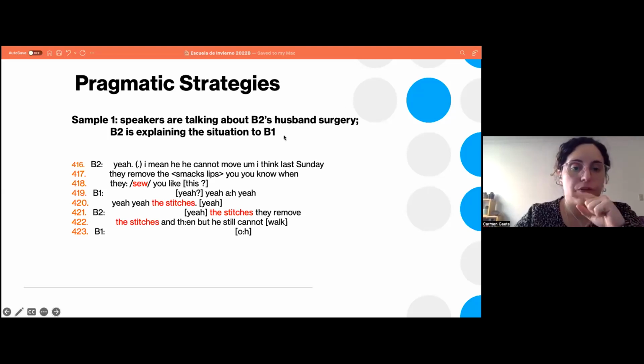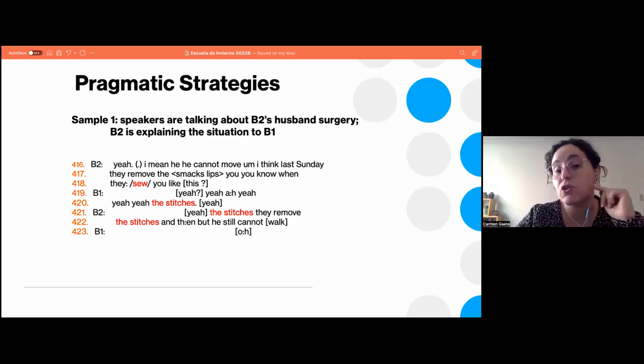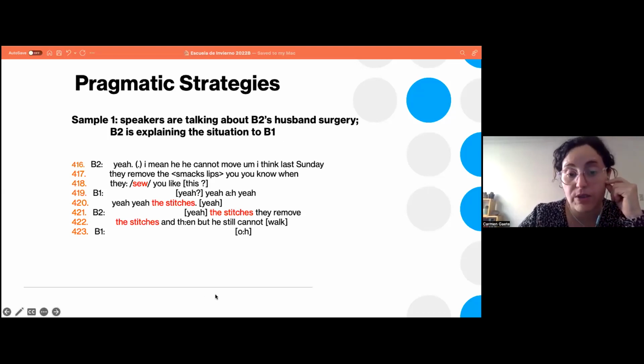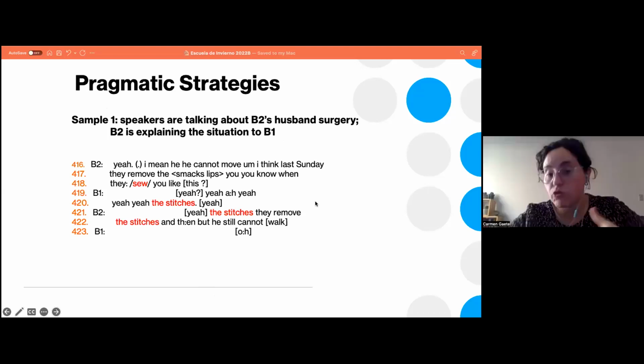So the first sample, there are two people, both women. One of them is Mexican, B2 is Mexican, B1 is Greek, as far as I remember. And they're talking about B2's husband's surgery. He recently had an accident and he had to have an operation. Daniela asked if these are oral interactions. Yes, they are oral interaction. They were already recorded, and then they were transcribed. So it's oral interaction, all the examples that you're going to see.